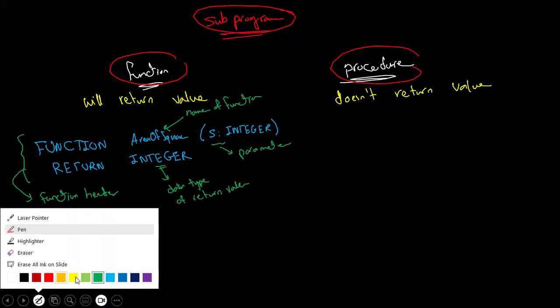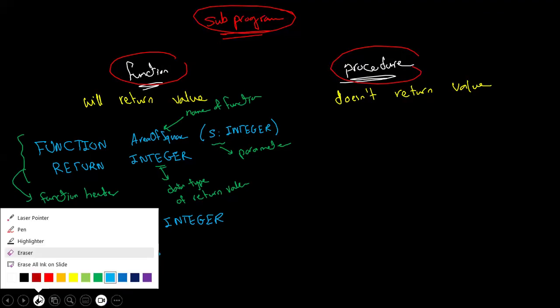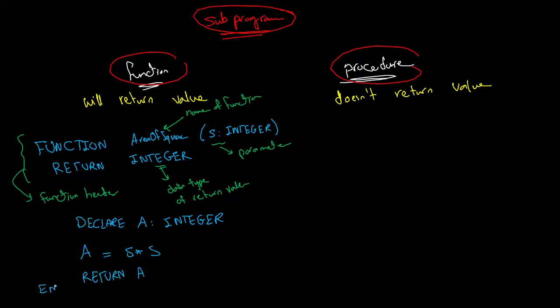Inside the function, if we use a variable, you have to declare it. For example, if I use a variable called area, I have to declare it. I will declare area and its data type is INTEGER. And then I can use area equals side times side, and we can return area. The function ends with ENDFUNCTION.